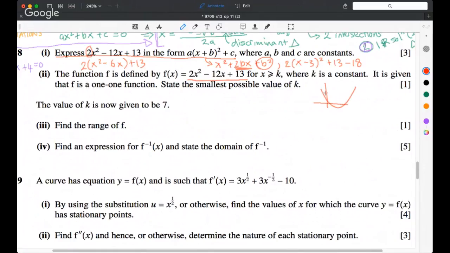Because for a given value of y, I have two values of x that will give me that y. Because of the squared, because of the plus or minus sort of ambiguity. So whenever you see a squared, it can't be a one-to-one function. Exactly. But it can't be a one-to-one function globally.